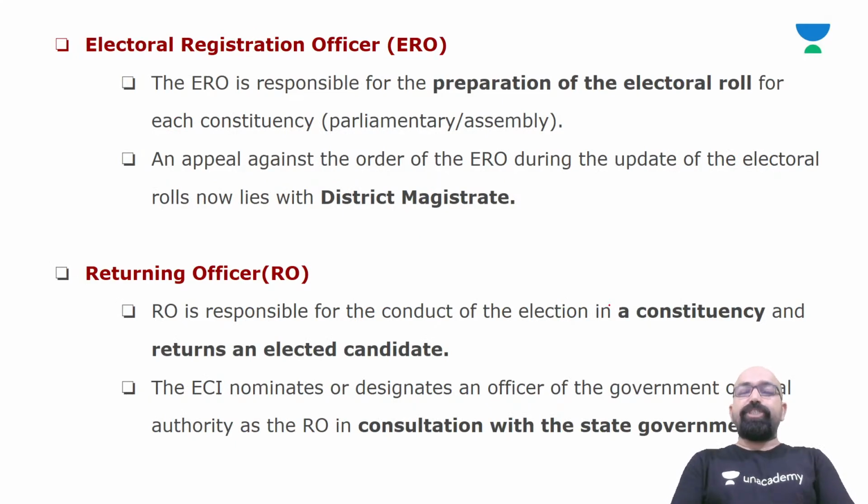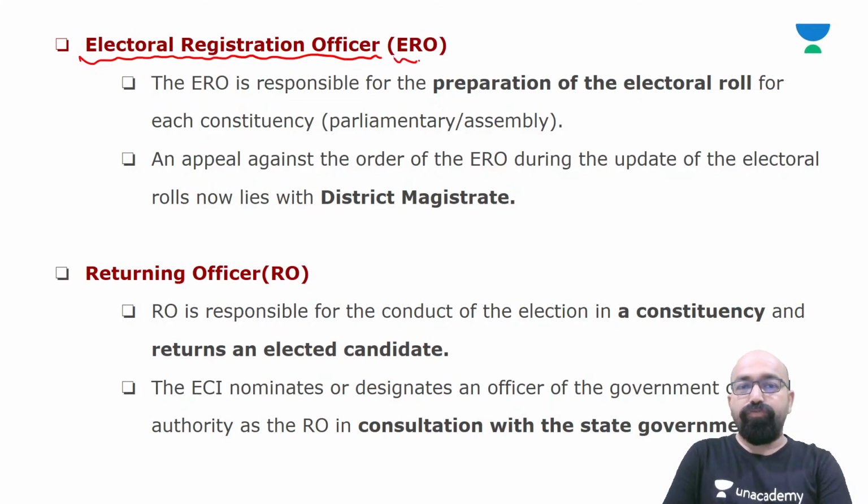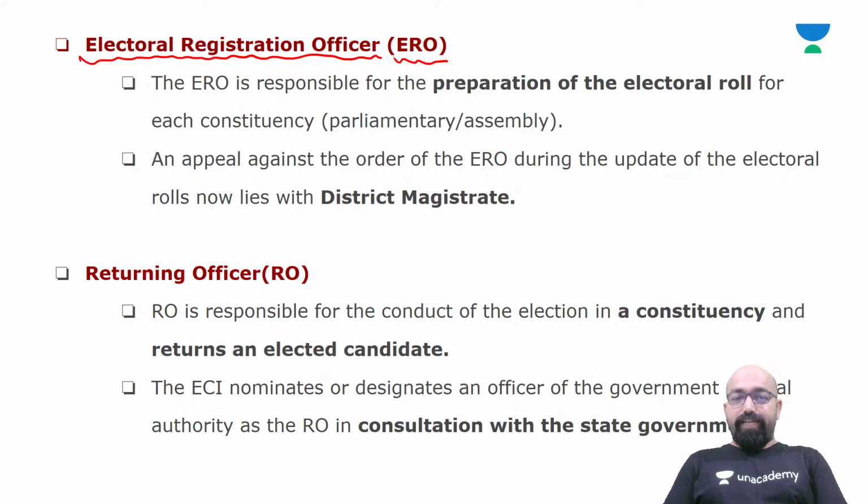Then Electoral Registration Officer, ERO. This is, we can say, the machinery of election and the administrative part. The ERO is responsible for the preparation of the electoral roll for each constituency, that is, for parliamentary and assembly. An appeal against the order of the Electoral Registration Officer during the update of the electoral rolls now lies with the district magistrate.